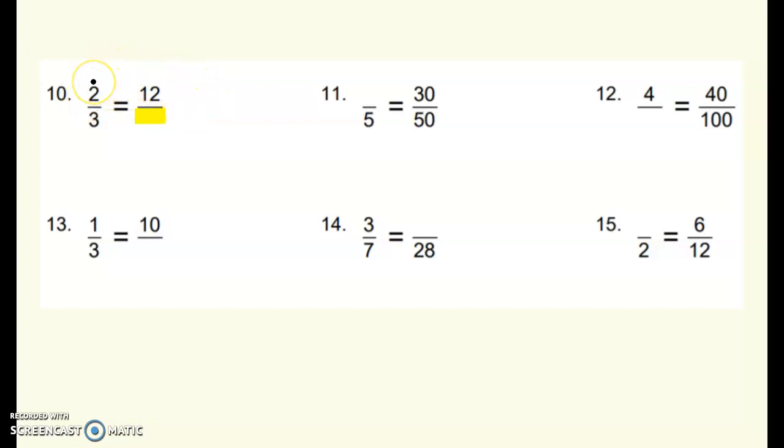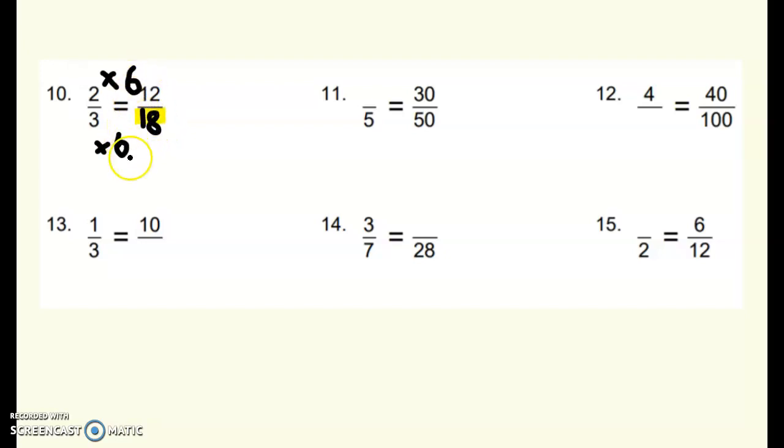Now here I know from going from 2 to 12, I would have to times 6, or I could work backwards and say I would be dividing by 6. But because I'm going from 2 to 12, I'm going to say I would times by 6, which means going from 3, I would have to times by 6. So 3 times 6 equals 18. So that is the missing number.